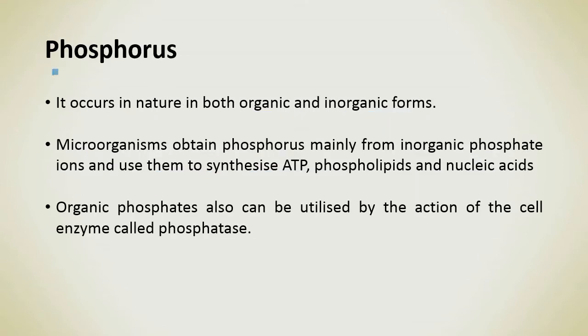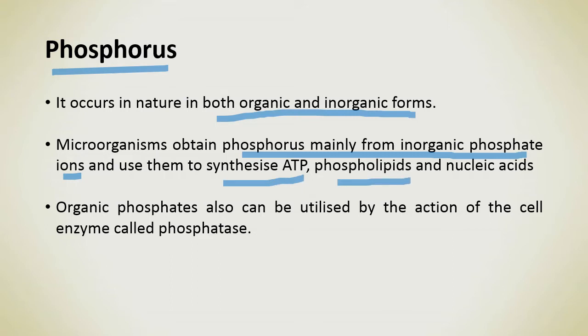Okay, phosphorus. Phosphorus in nature occurs in organic and inorganic forms. Microorganisms can obtain phosphorus mainly from inorganic phosphate ions and use them to synthesize ATP, phospholipids and nucleic acids. Bacteria also use organic phosphates using the enzyme phosphatase. Phosphatase is an enzyme that uses water to remove a phosphate group from a protein.